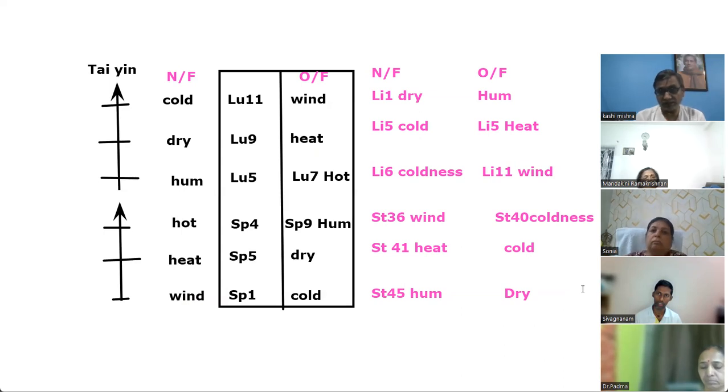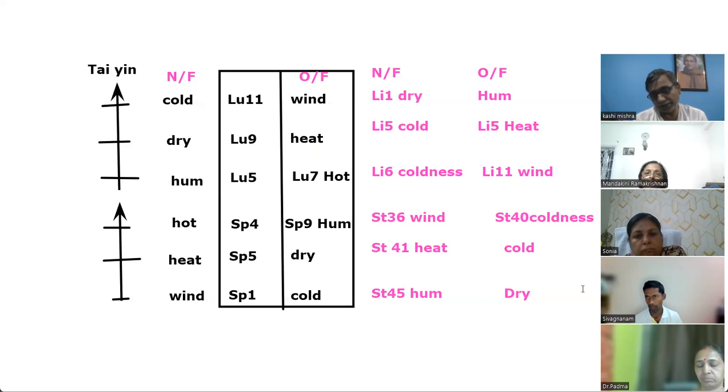Hand Tai Yin is lungs. Foot Tai Yin, spleen. Hand Yang Ming is LI. Foot Yang Ming is stomach. So the name is also the same. So what we do for, please keep your things muted.